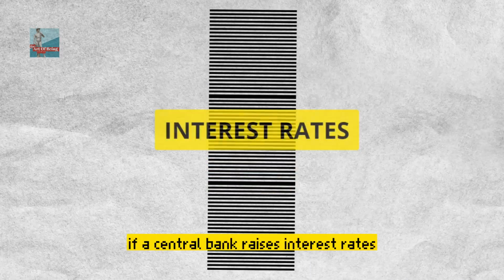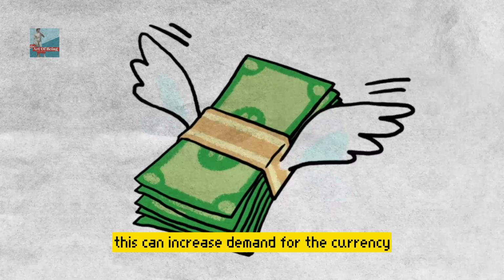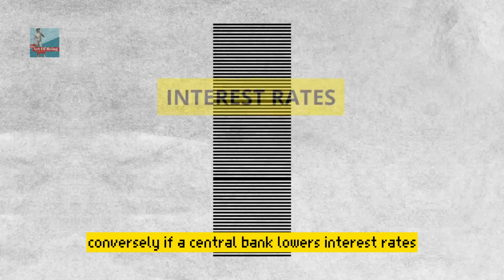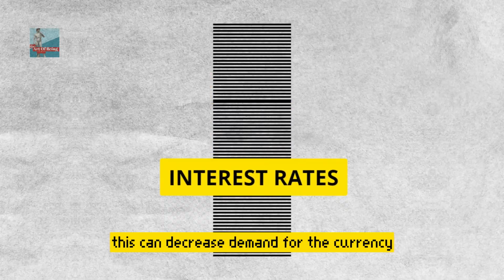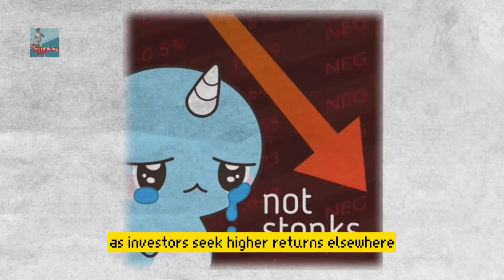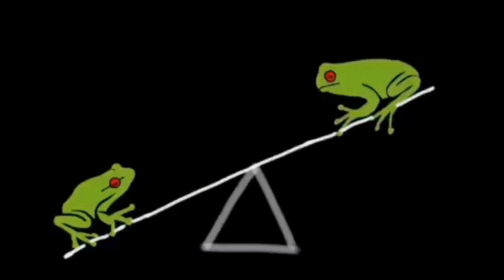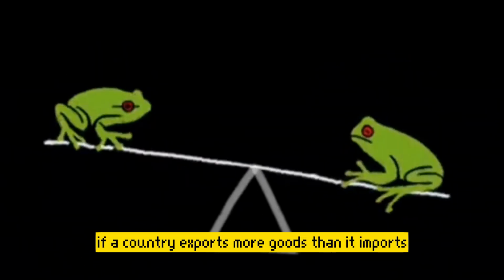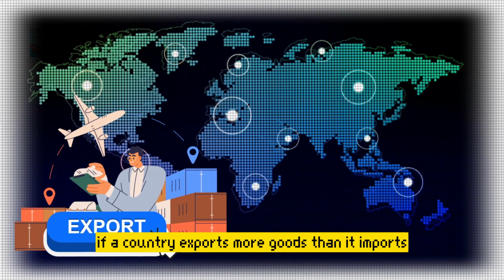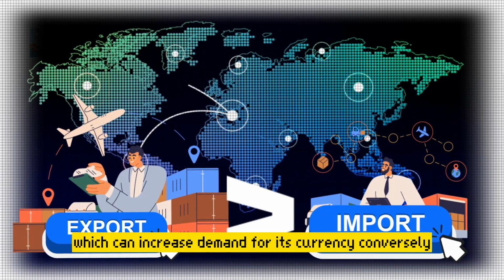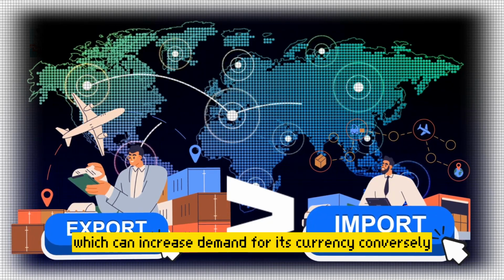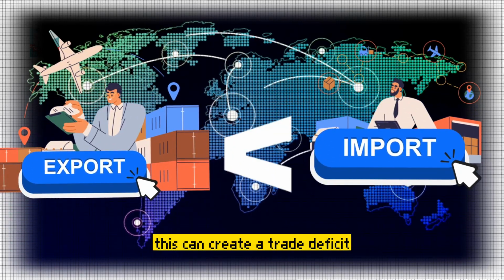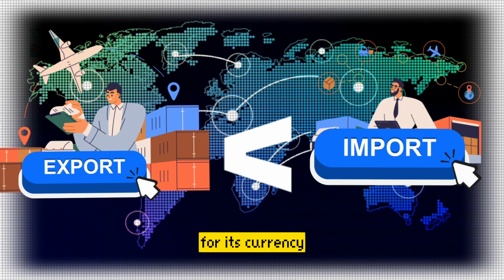If a central bank raises interest rates, this can increase demand for the currency as investors seek higher returns. Conversely, if a central bank lowers interest rates, this can decrease demand for the currency as investors seek higher returns elsewhere. Similarly, trade balances can also impact exchange rates. If a country exports more goods than it imports, this can create a trade surplus, which can increase demand for its currency. Conversely, if a country imports more goods than it exports, this can create a trade deficit, which can decrease demand for its currency.